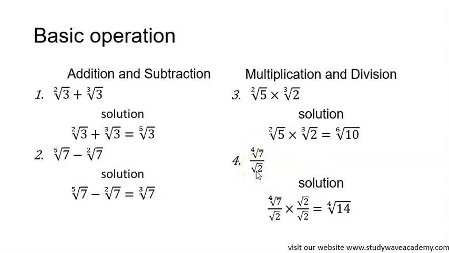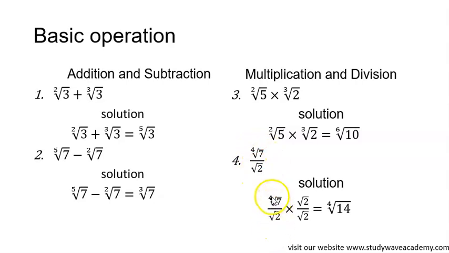Then in division, this is division, right? It's 4 root 7 over root 2. When dividing surds, rationalize the denominator by multiplying both the numerator and the denominator by the conjugate of the denominator. Do you understand? I hope you're not confused. How do we rationalize this? The denominator here is the square root of 2, right? So we are going to use the square root of 2 to multiply the numerator and also the denominator.